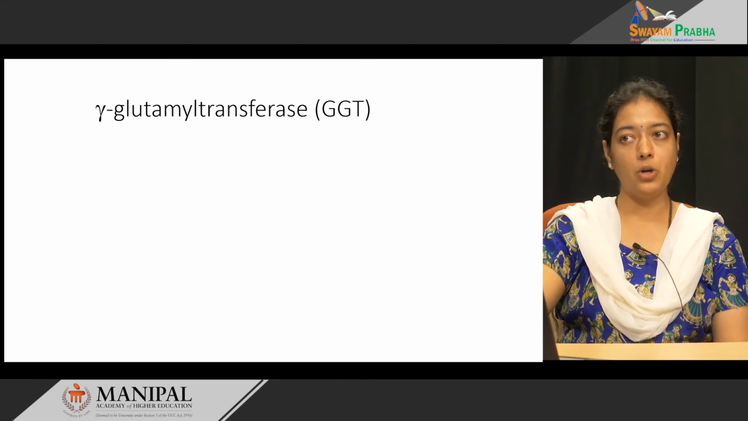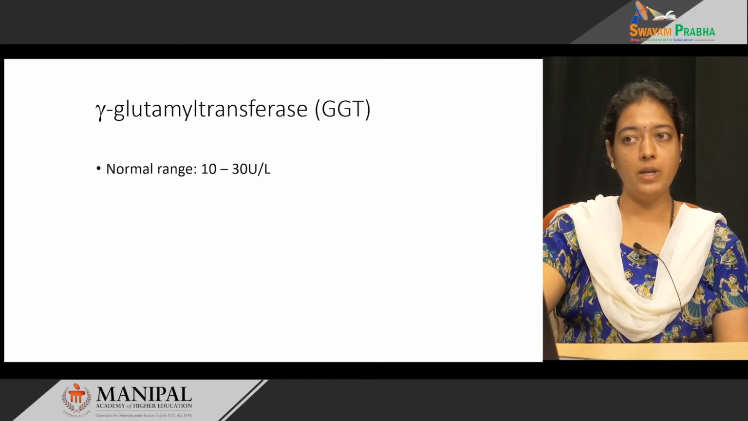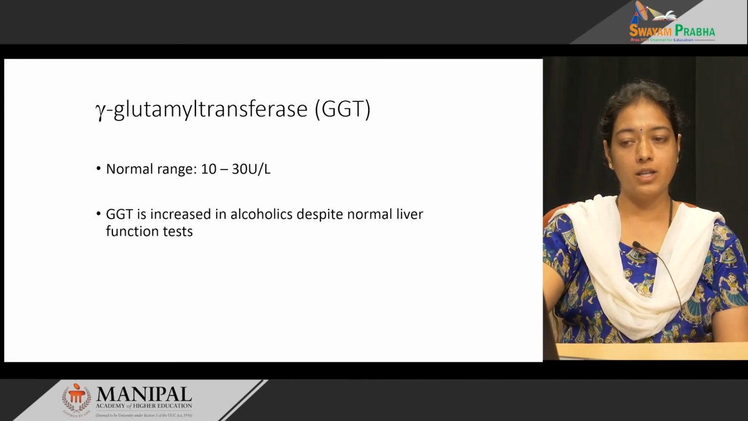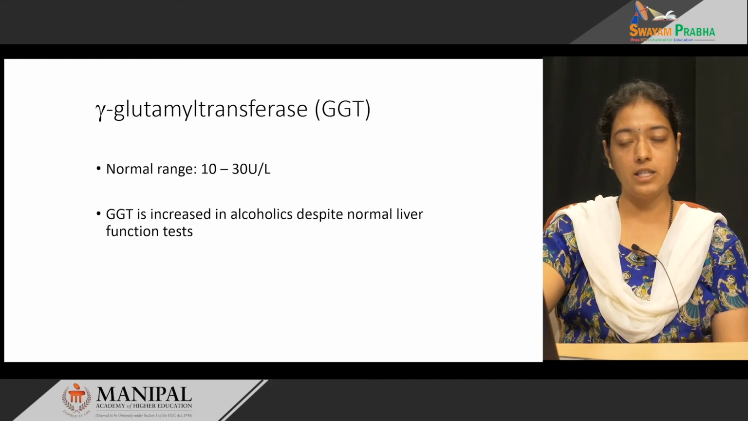Coming to gamma glutamyl transferase, the normal range is 10 to 30 units per liter. GGT, that is gamma glutamyl transferase, is increased in alcoholics. So, it is an indicator of alcoholic hepatitis.